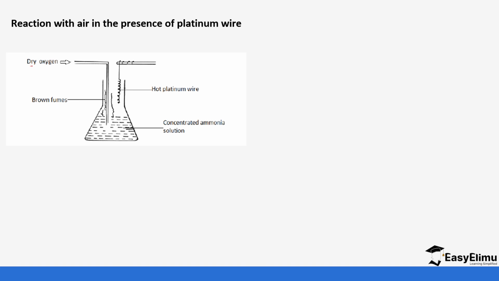Ammonia also reacts with air enriched with oxygen in the presence of a catalyst. Our catalyst in this case is a platinum wire. Our dry oxygen comes in through this tube, and then we have some concentrated ammonia solution. Ammonia is volatile, so it forms ammonia gas in the process. When the hot wire is heated, on top of it, it provides a surface for reaction. So the dry oxygen reacts with ammonia, but in this case, instead of forming the oxide of nitrogen that is formed previously, it's going to form nitrogen 4 oxide.